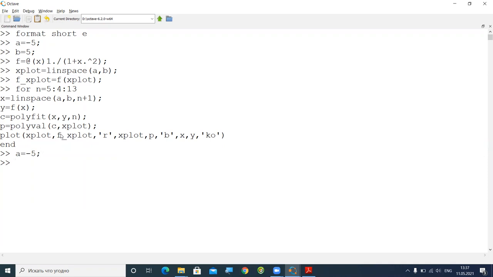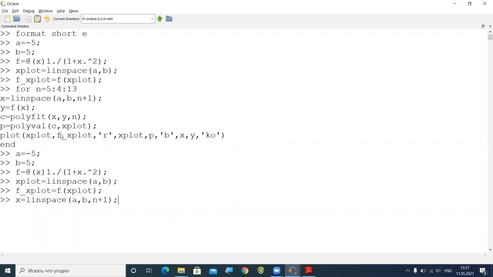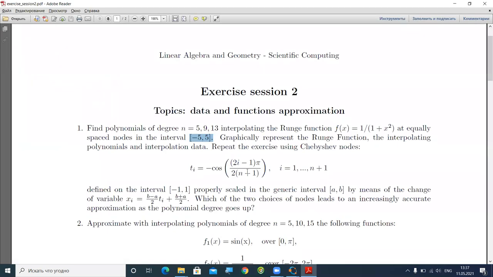Comments. A is minus 5, B is 5. Then we define our Runge function, f of x, yes? Then we have x plot again. So I said we have difference only inside of the loop. So f plot here, just x plot first of all, and then f plot. Evaluate f function. So open the loop here. And now, instead of this x linspace, we have now Chebyshev nodes and x variable. So we just replace this x linspace with these ones.